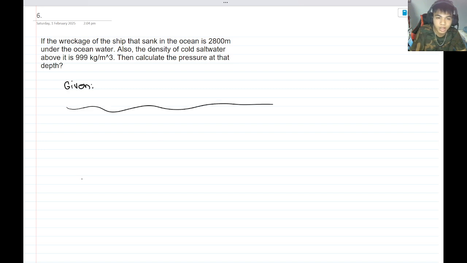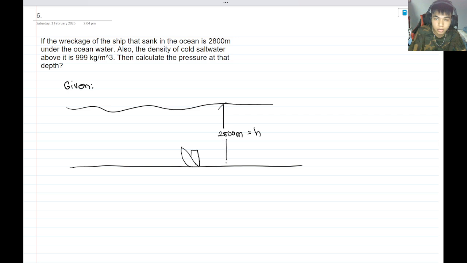So palagay natin na merong water dito and then the wreckage is somewhere around here. Dito yung height, 2,800 meters. Ito yung height. And then the density of the salt water is 999. Okay. And then we're asked to find the pressure.